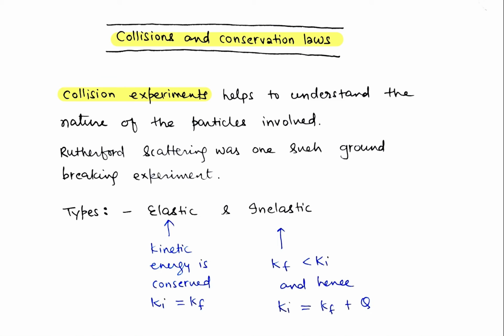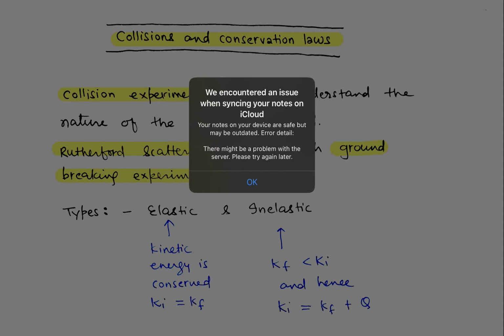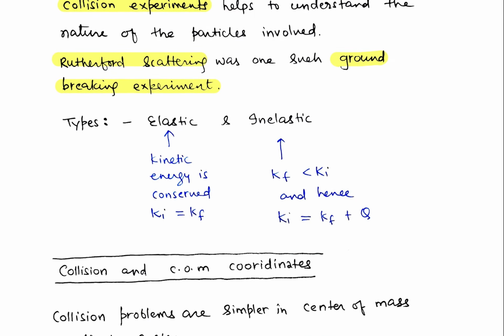And the most important collision experiment till now which has given birth to nuclear physics is Rutherford scattering. Okay, so Rutherford scattering was a groundbreaking experiment. So collisions are of two types. One is elastic, another is inelastic. We all know it from class 12. In elastic, you have your kinetic energy conserved, whereas in inelastic collision, your final kinetic energy is slightly lost in the form of heat. Okay, so this is what we have.